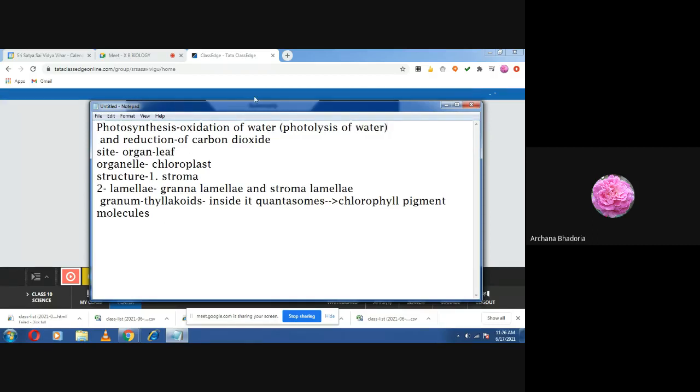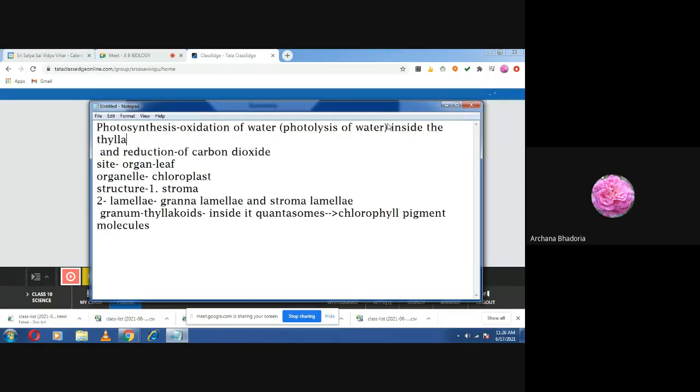Photolysis of water, and then reduction of the carbon dioxide. Now you can write down, where will photolysis of water occur? The photolysis of water will occur inside the thylakoids. Is it very clear?